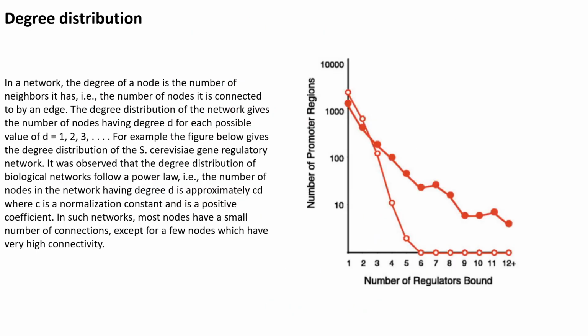Okay. The next parameter that we are coming to is the degree distribution. In a network, the degree of a node is the number of neighbors that it has, that is, the number of nodes it is connected to by an edge.